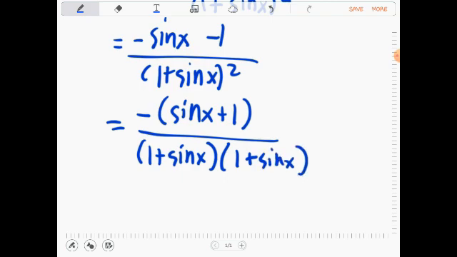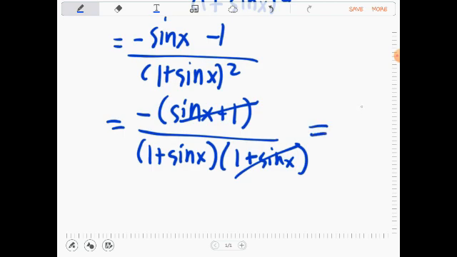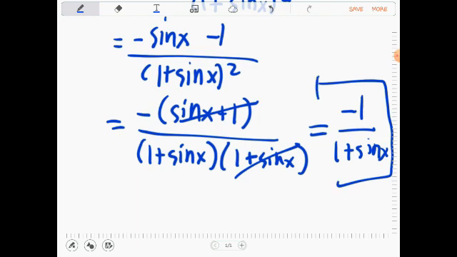Anyway, pareho lang yan ha. Nagkabaligtad lang naman. 1 plus sine of x is equals to sine x plus 1. So, makakancel natin yung isa. And this will give us negative 1 all over 1 plus sine x. Okay? And thank you.